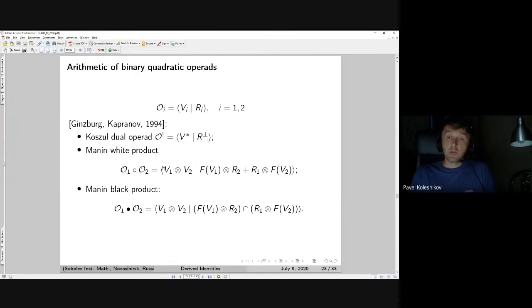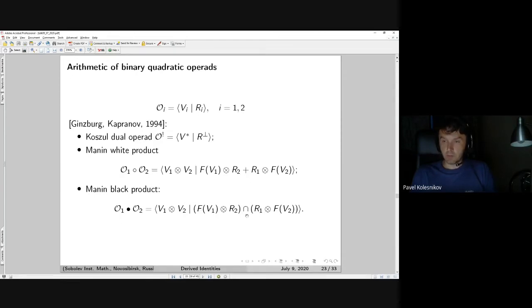The Manin white product is generated by the tensor product of the generating spaces, and the defining relations are obtained in this way. Also, there is a Manin black product, also generated by the tensor product of V1 and V2, but the defining relations are given in this way.